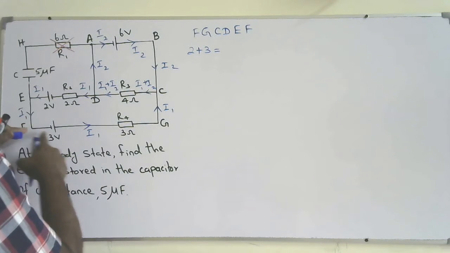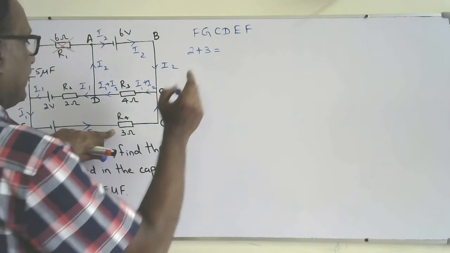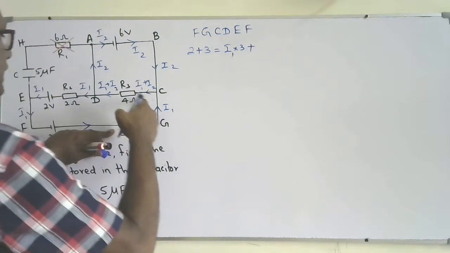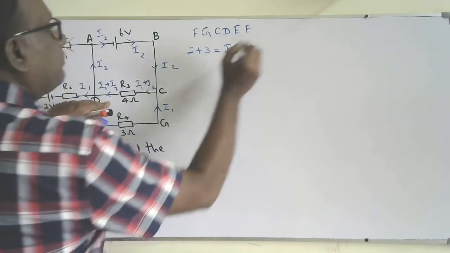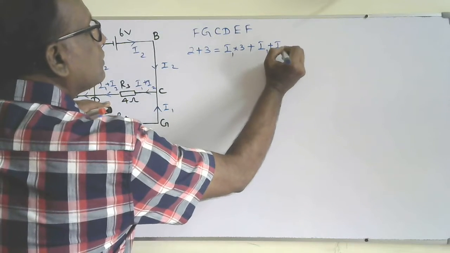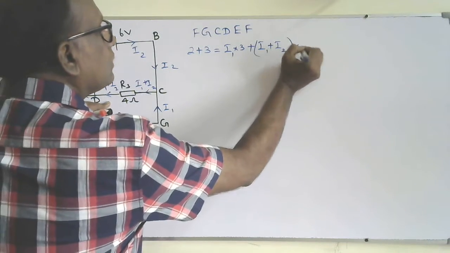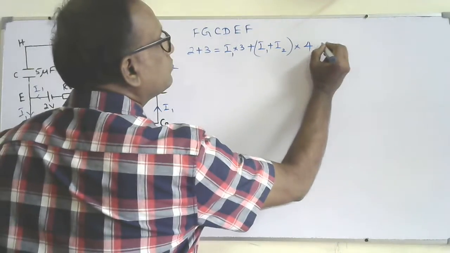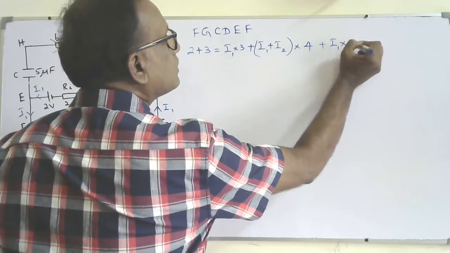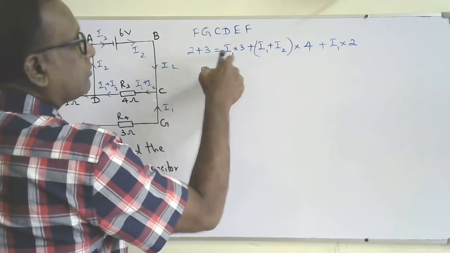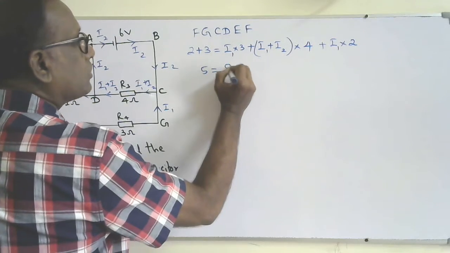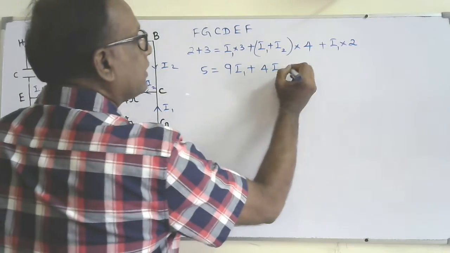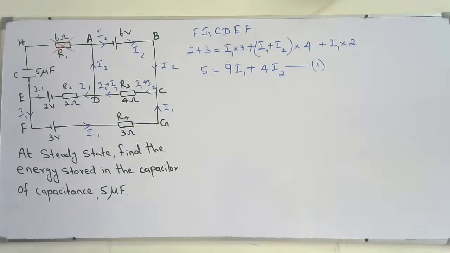So in this one, I can consider the current flow. This is 3, so I1 into 3, plus here in this one, I1 plus I2 into 4, and here I1 into 2. Solve it. So 5 equals 3I1 plus 4I1 plus 2I1, so 9I1 plus 4I2. Keep it as the first equation.